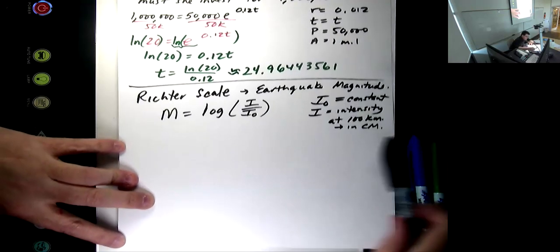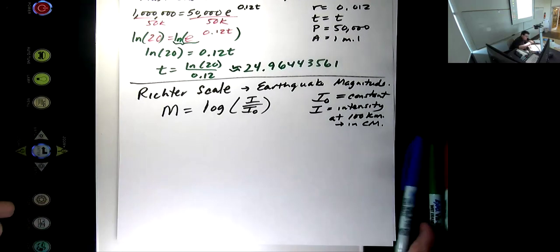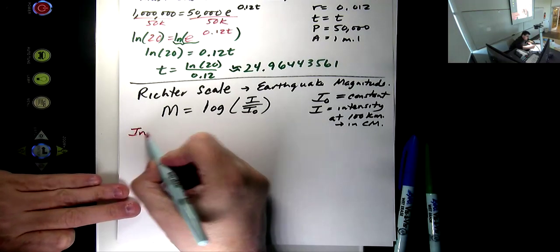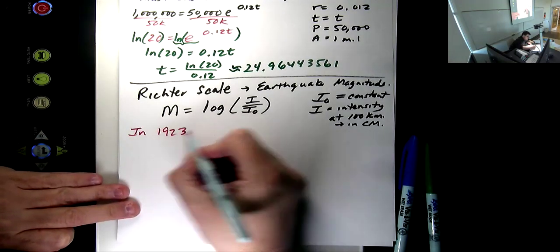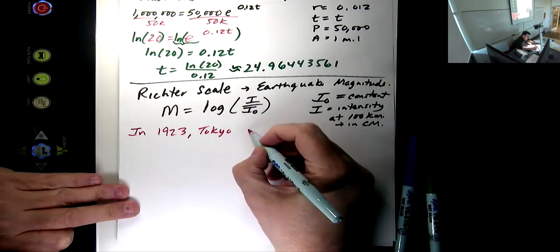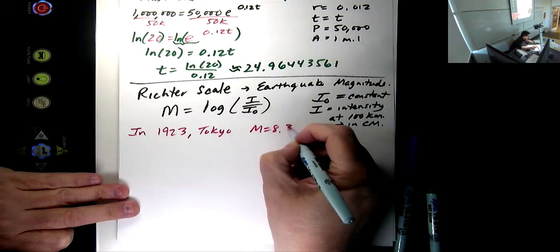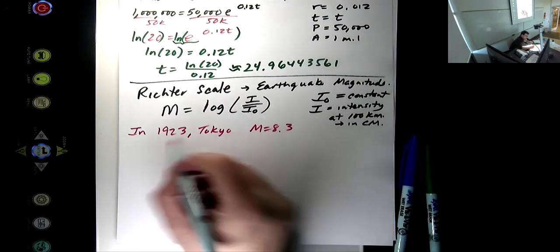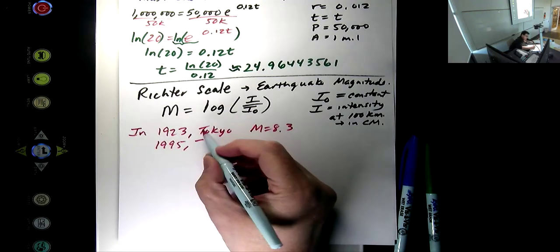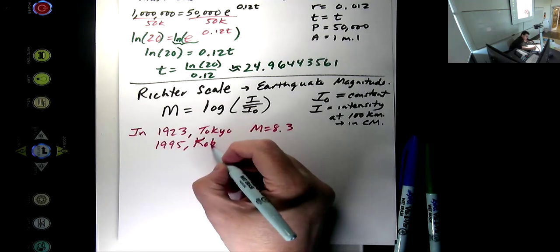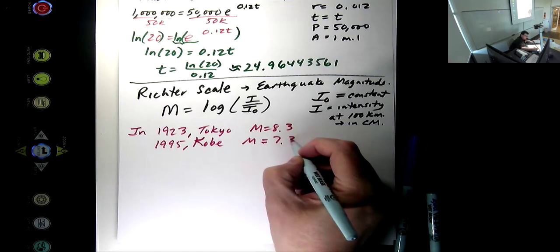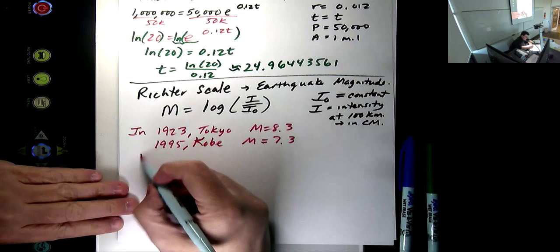I don't know what IO is right now, so we're gonna do a problem that compares two earthquakes. In 1923, Tokyo had a magnitude 8.3 earthquake. In 1995, Kobe in Japan had a magnitude of 7.3. How do these compare?